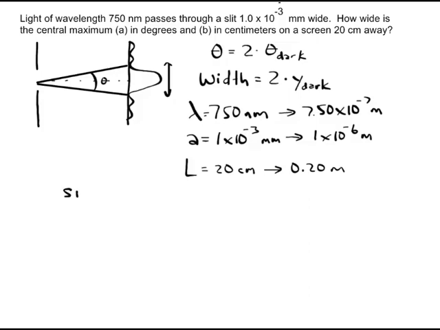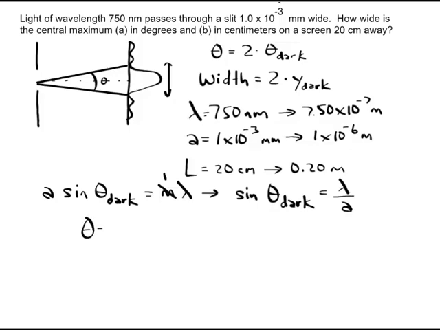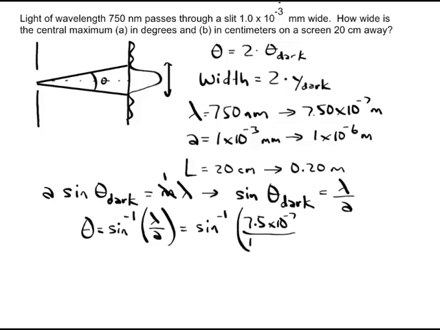Now the angle formula for the first dark angle: a times the sine of the dark angle equals m times the wavelength, and the m is 1 for the first dark spot. Oops, left out the a, that goes on this side. So the sine of that angle is the ratio between the wavelength and a, and the angle itself will be the inverse sine of that ratio. If I put the numbers in, that's the inverse sine of 7.5 times 10 to the negative 7 over 1 times 10 to the negative 6. And of course these are meters. Can't forget our units. And that comes out to 49 degrees.